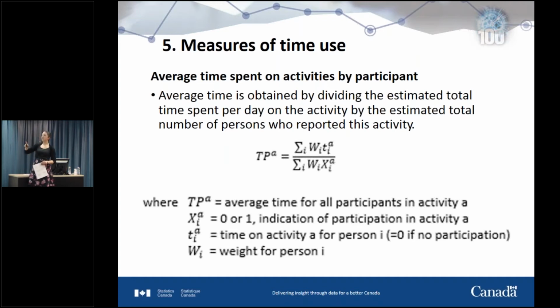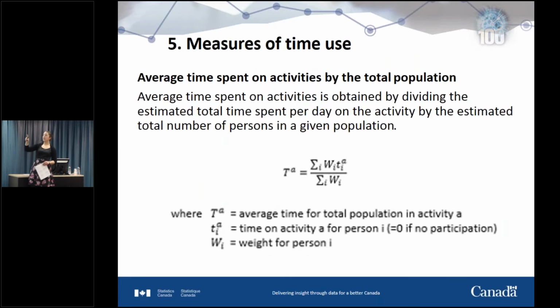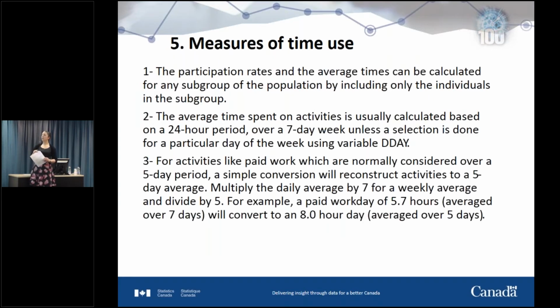The average time spent on activities by participant, how would we calculate that? Well, it is the estimated total time spent per day on an activity, the numerator, divided by the estimated total number of persons who reported the activity. The difference between this average and the next one, which is for the total population, is the denominator, where we have the estimated total number of persons in a given population.